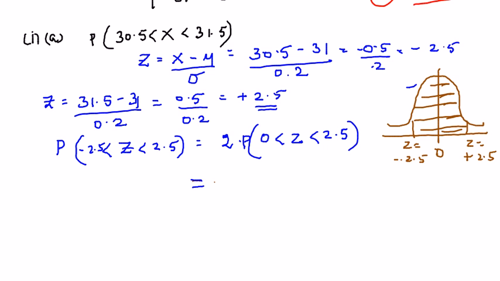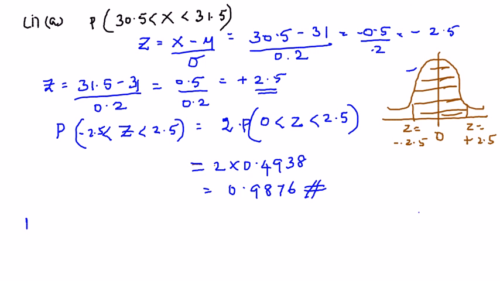So the value would be given for you in your papers. So you can straight away write it as 2 into 0.4938. If you do the sum along with me, you will know that the answer is 0.9876. Right? This is the answer for the first part. Now let's look at the B part.